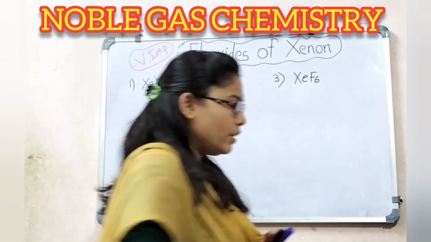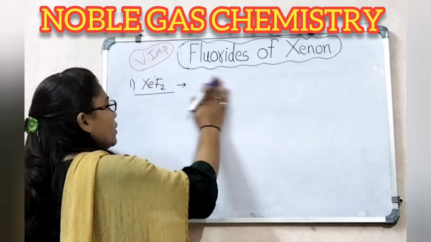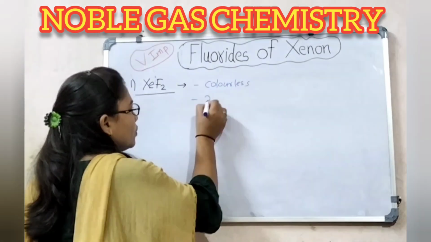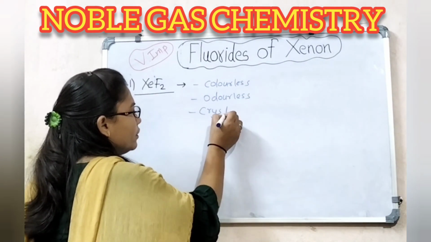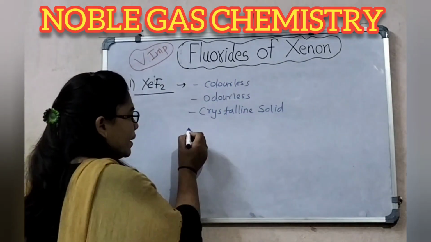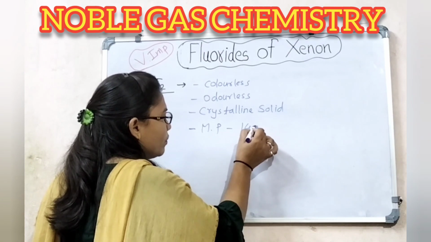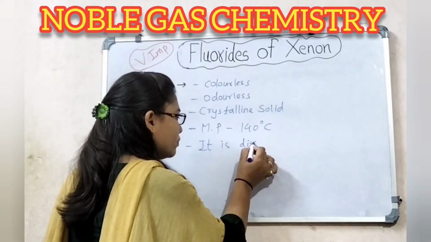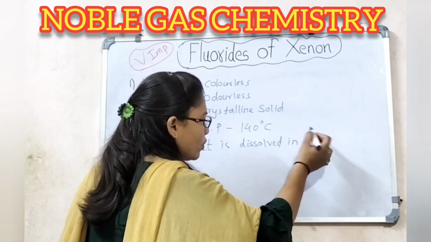So first of all, we see Xenon difluoride. Xenon difluoride is a colorless, odorless, crystalline solid, and the melting point of Xenon difluoride is 140 degrees Celsius. It is dissolved in HF, means hydrogen fluoride.